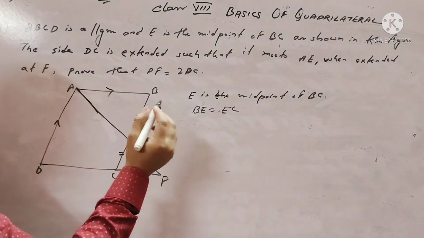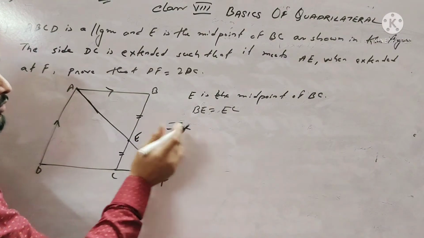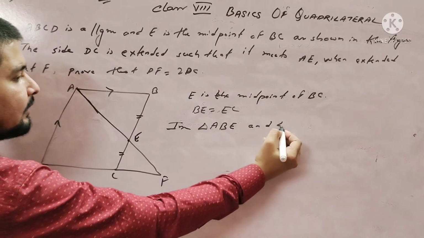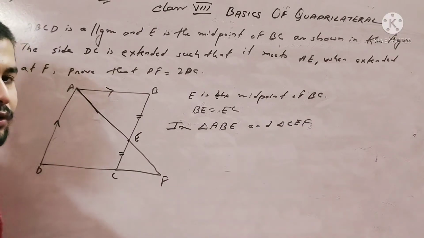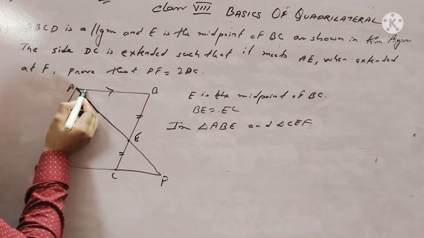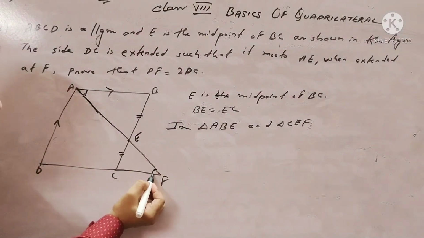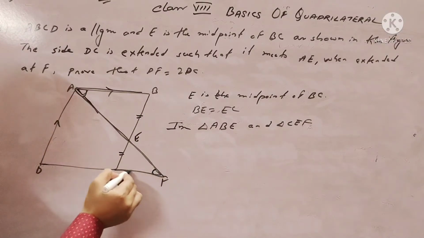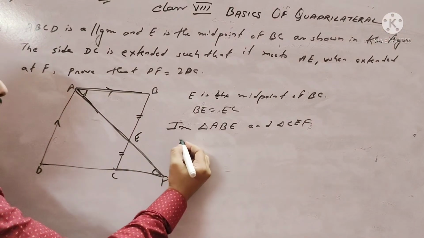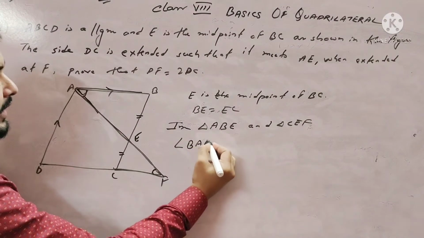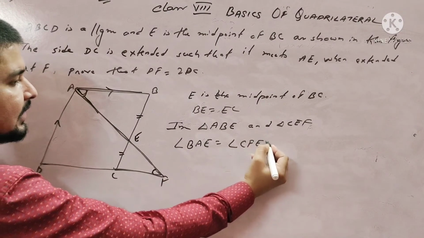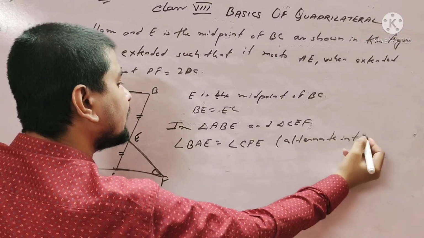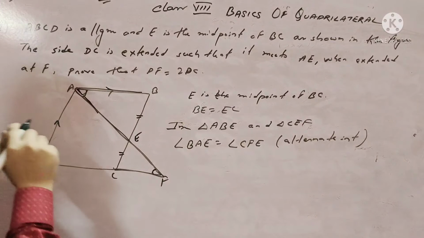Okay, first of all, take these two triangles, triangle ABE and triangle CEF. We know that this angle is equal to this angle. See, it is a Z figure, and we know that alternate interior angles are equal. So we write down angle BAE equals angle CFE, alternate interior angles are equal.